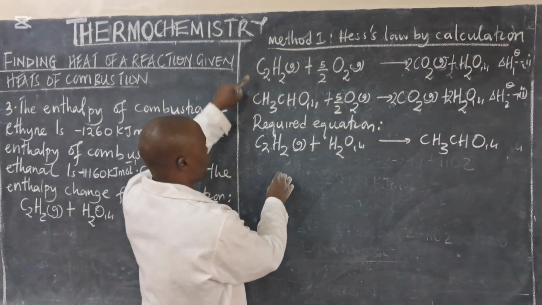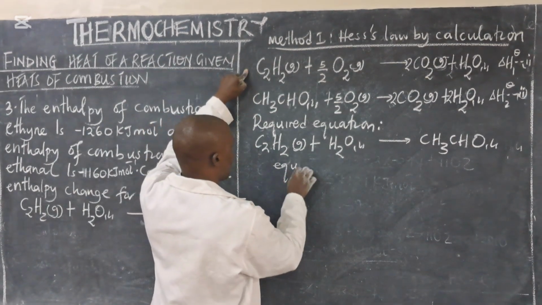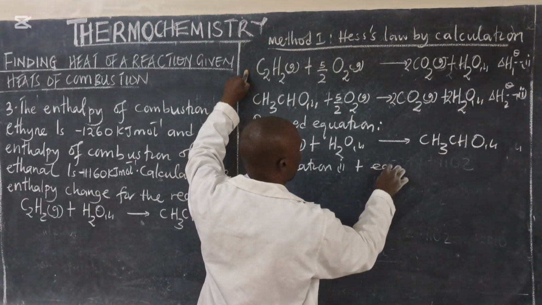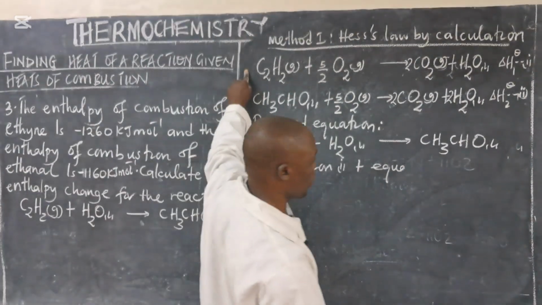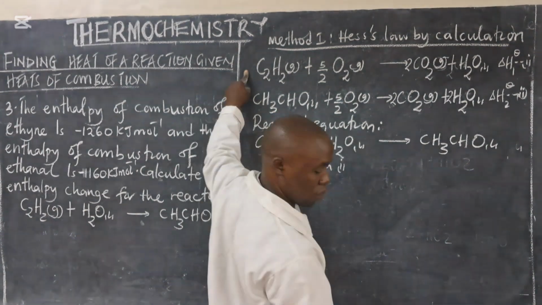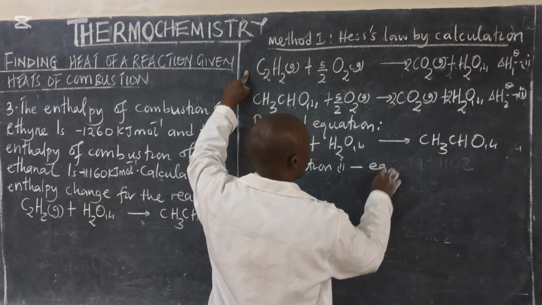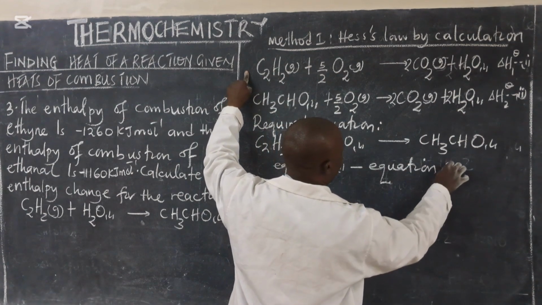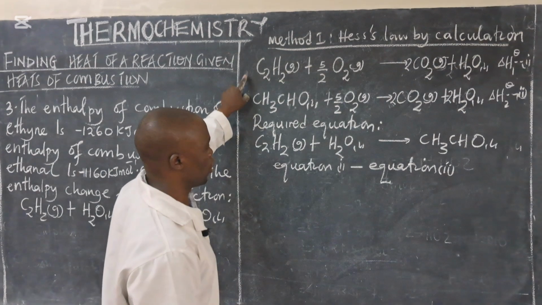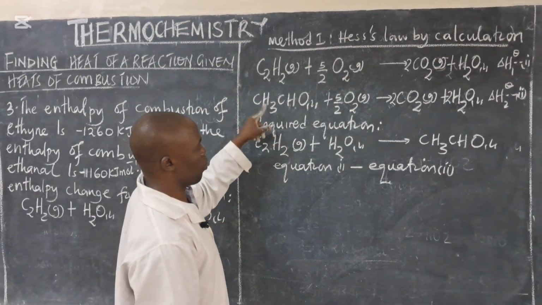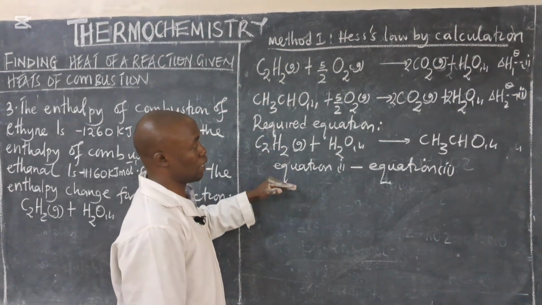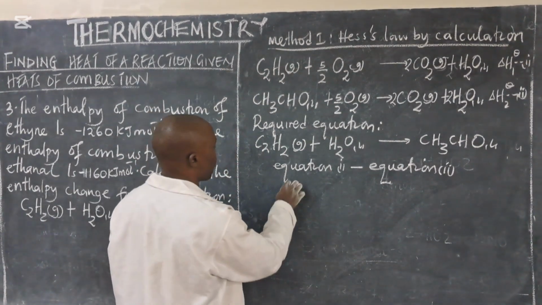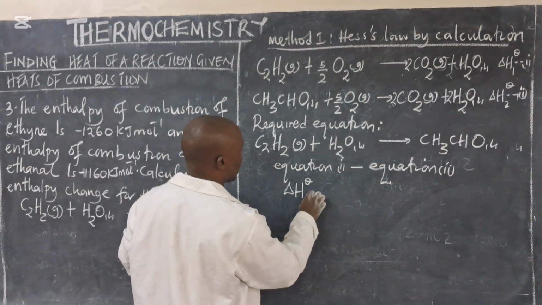I will say equation 1. So that means equation 1 plus, because ethanol is on the other side, so I'll say minus equation 2. So if you added them that way, they will yield this equation automatically, but it's just a repetition. You are repeating yourself.